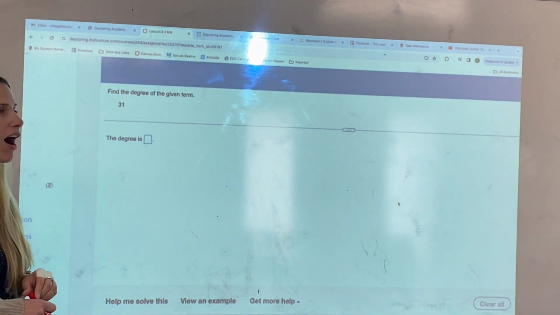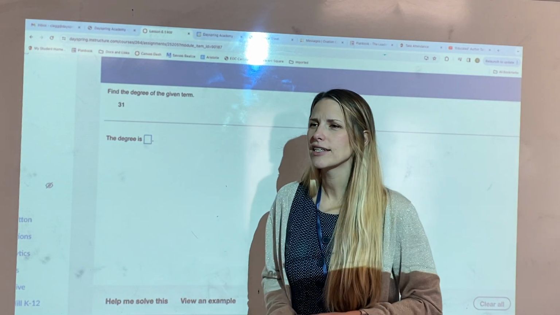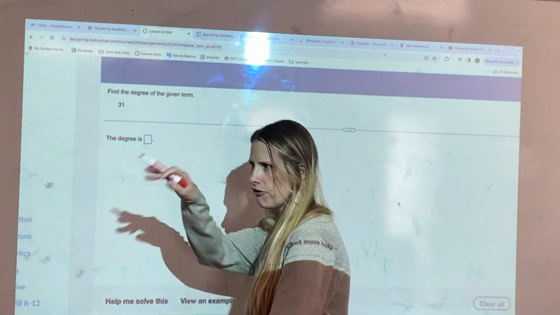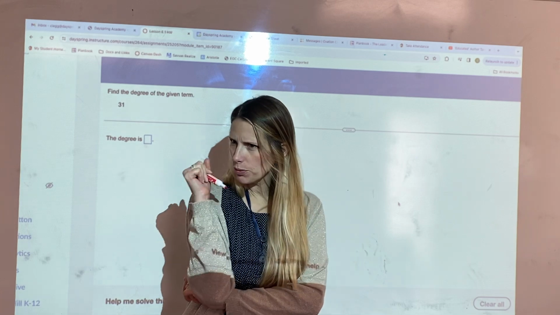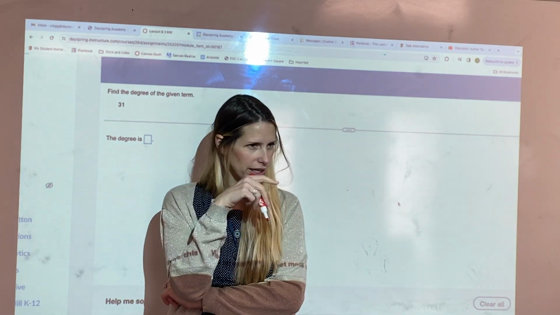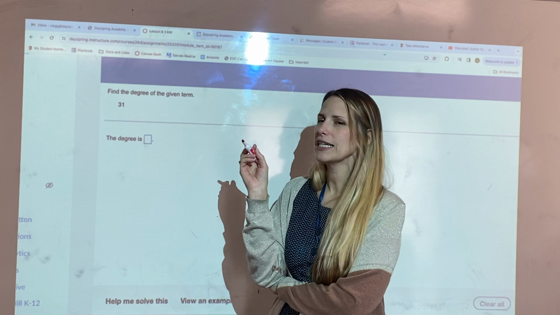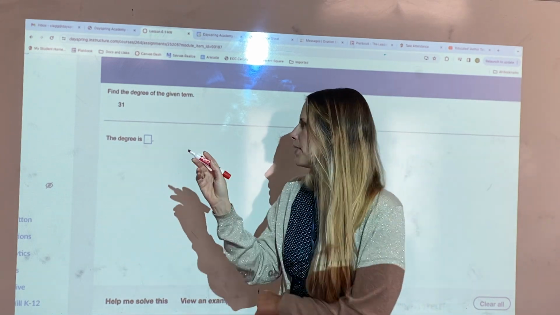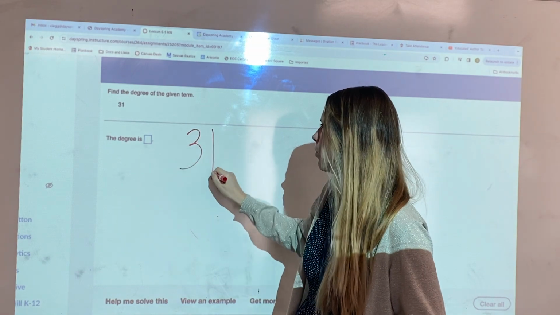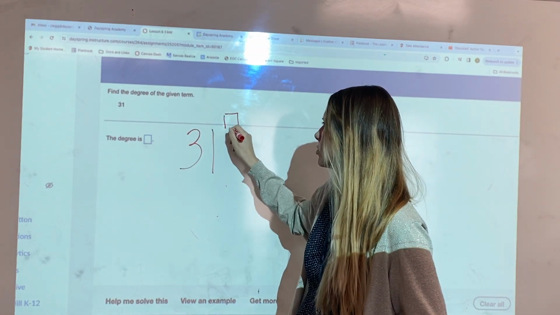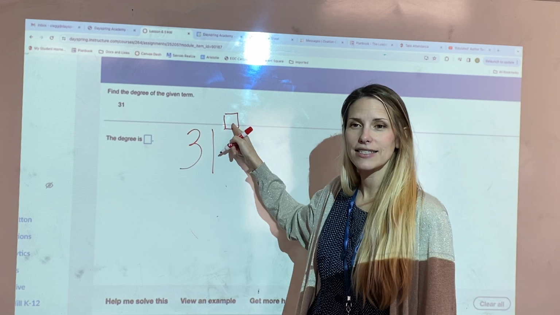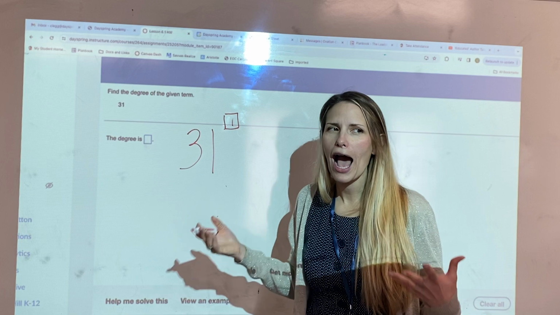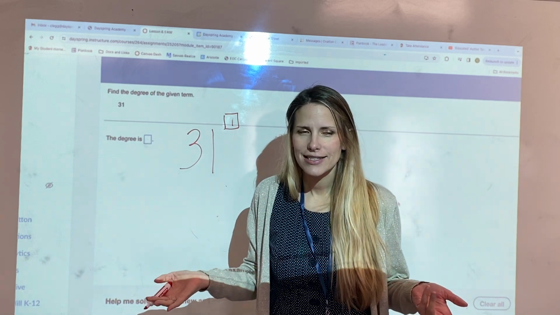Oh my goodness, a constant. We call it a constant because there's no variable. Or maybe the variable's invisible. How can a variable be invisible? Ricky? 0. The degree is 0. Now, this is going to seem really weird because a constant, like 31, the exponent to this constant is not 0. It's going to be 1. So how is the degree 0?